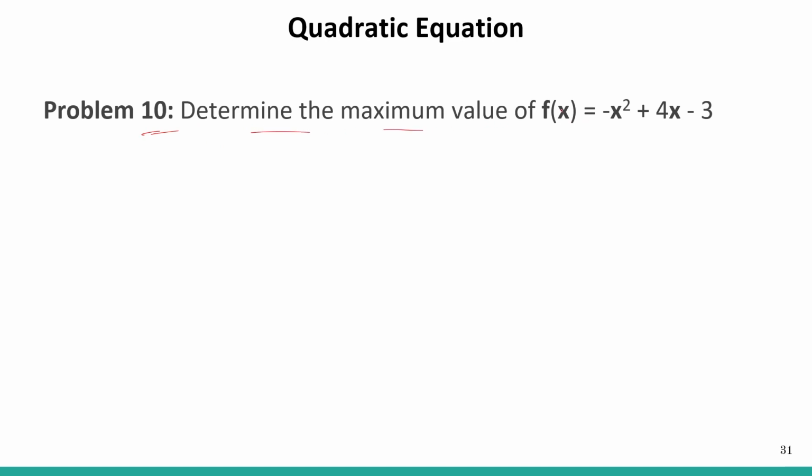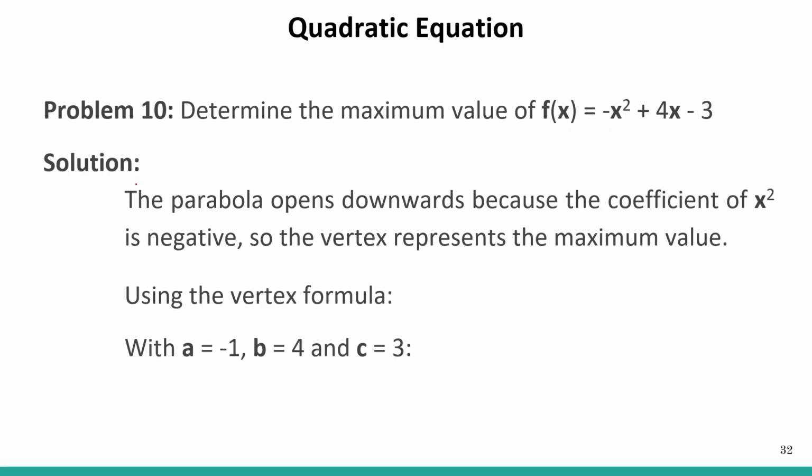So determine the maximum value of f of x, that is equal to minus x square plus 4x minus 3. Okay, so the parabola opens downwards because the coefficient of x square is negative. Since any quadratic expression ax square plus bx plus c, whether the graph will be this kind of or this kind of, depends on this coefficient a. If a is greater than 0, then it opens upwards, and if a is less than 0, then it opens downwards.